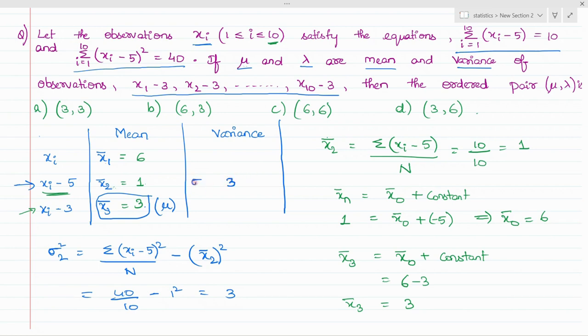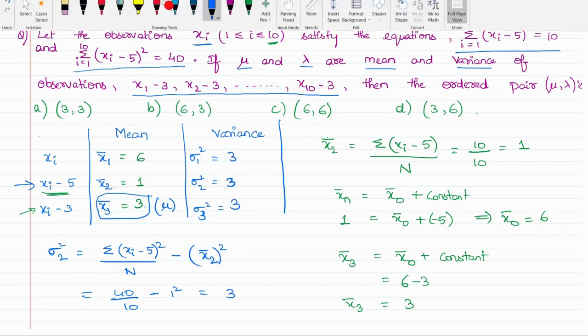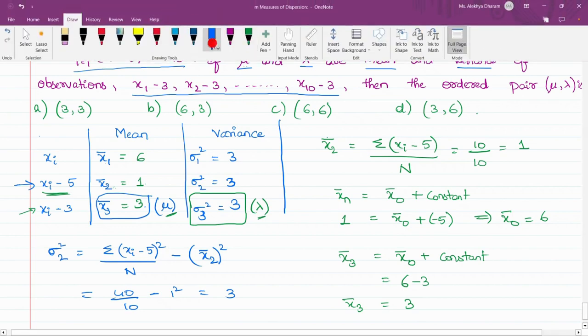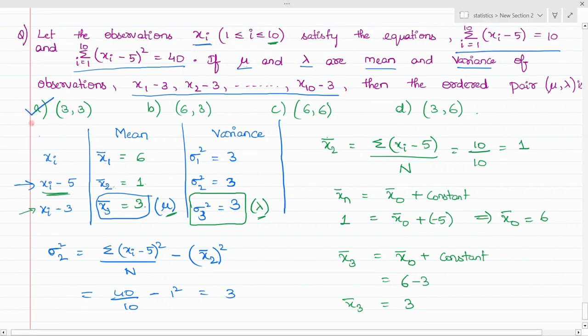Now, a very important thing over here is, just recap the thing. When we add or subtract a constant value to the data, will the variance change? Will the variance change? No, right? So the variance will remain as it is. So this is the value of lambda in this question. So nu we got, lambda we got. Just see which option is correct. 3 comma 3. So option A is the required answer to this question.